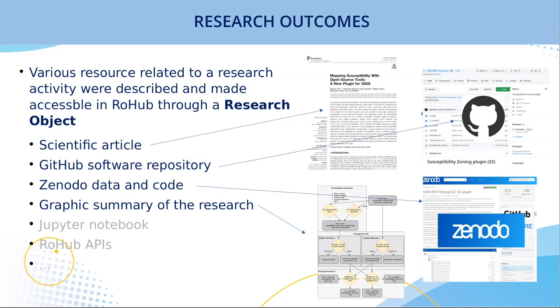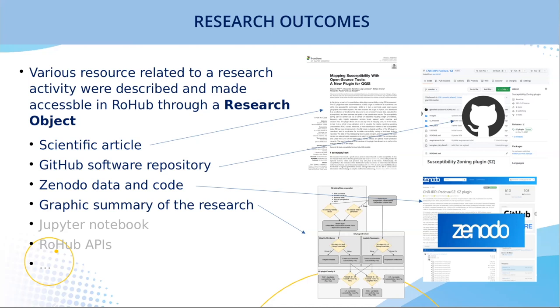In this specific case, there was a scientific article published somewhere, a GitHub software repository where the code used for the publication of the article was collected and presented. There was a Zenodo record where the data supporting the paper and the code referencing the GitHub repository where it was stored. And then some graphic summaries of the research. So all of them were sparse along the web in different places. And we tried to have them collected in one place.